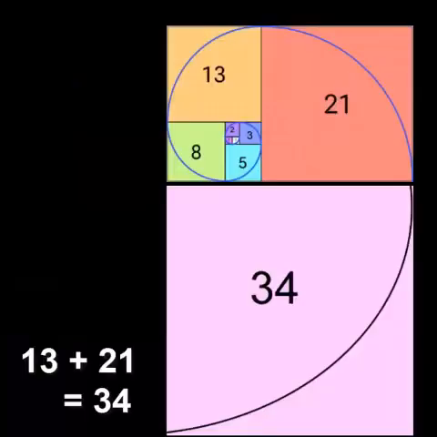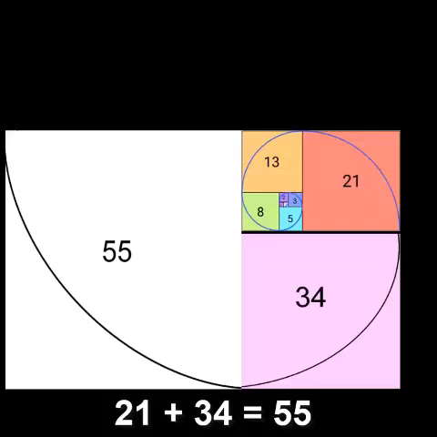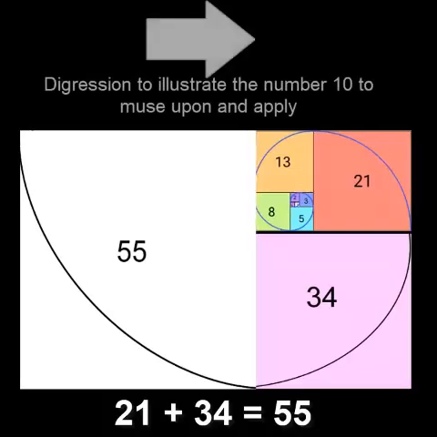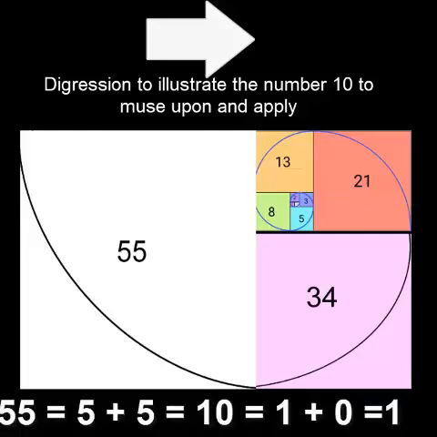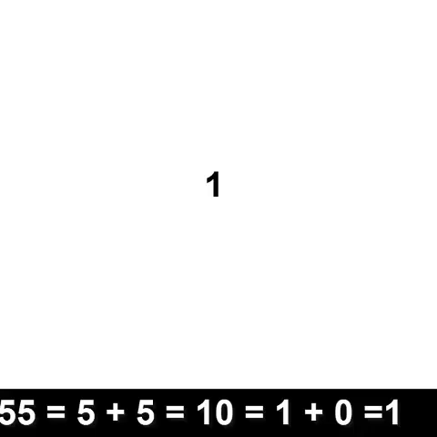13 plus 21 equals 34. 21 plus 34 equals 55. I want to digress here a bit to illustrate something because of this number 10. In the 10 sequence, that is the 55. If we mathematically reduce it, we can get 1. That is, 55 equals 5 plus 5 equals 10, then 1.